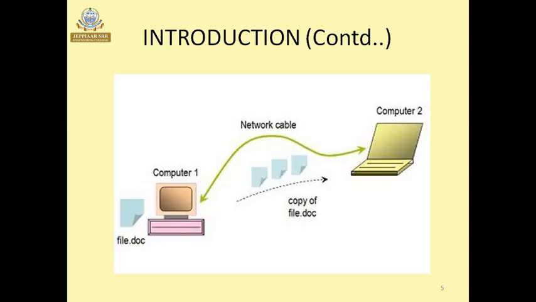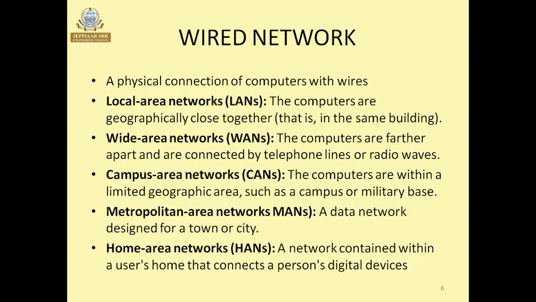Next, this is a simple example indicating a computer transferring information from one computer to another computer. File.doc is transferred to computer 2 through a network cable. We can see the description of the network cable later. Through a network cable we transfer the information from one computer to another. We have seen wireless networks and wired networks. Now we can see what a wired network is and what types of networks we have.